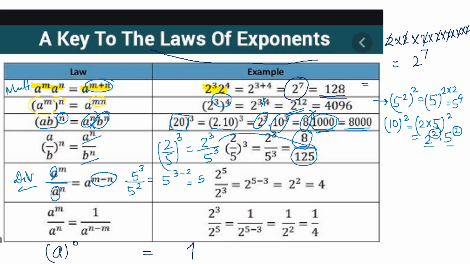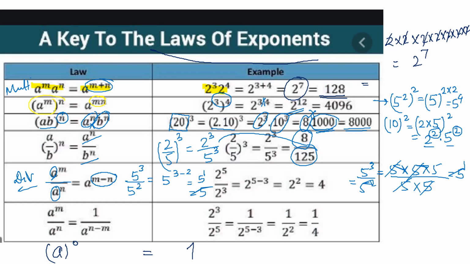And you can show it technically also. 5 to the power 3 will be how much? It will be 5 into 5 into 5. And 5 to the power 2 will be how much? It will be 5 into 5. Cancelling, 5 ones are 5, 5 ones are 5. What is left is 5 to the power 1. That is how it is. 5 to the power 1 is equal to 5 only.